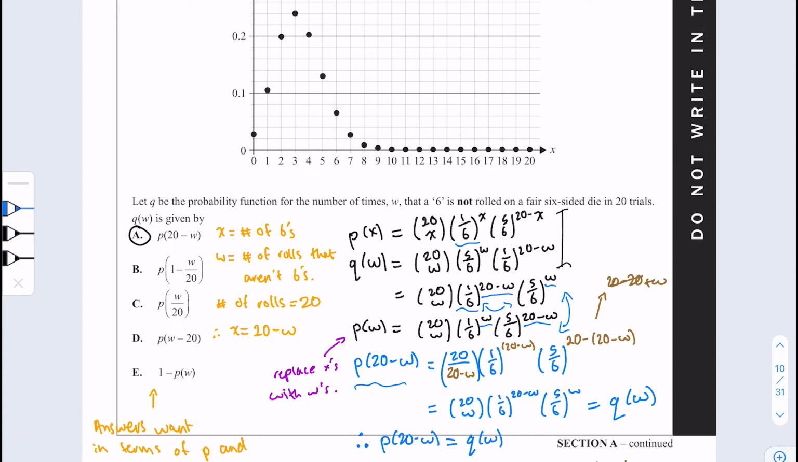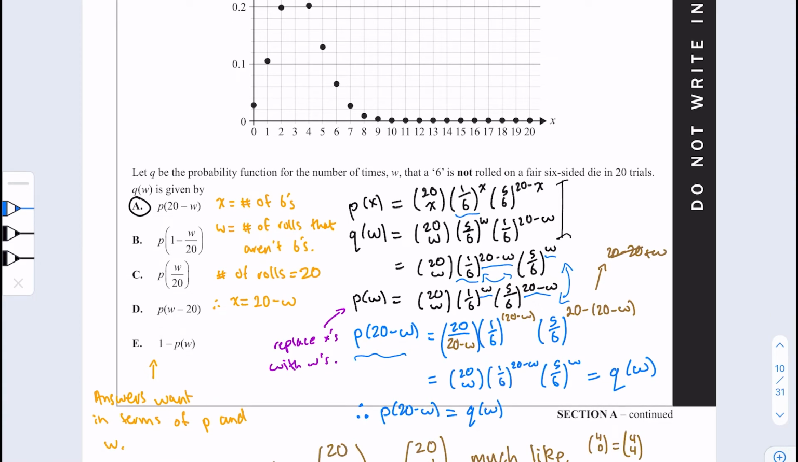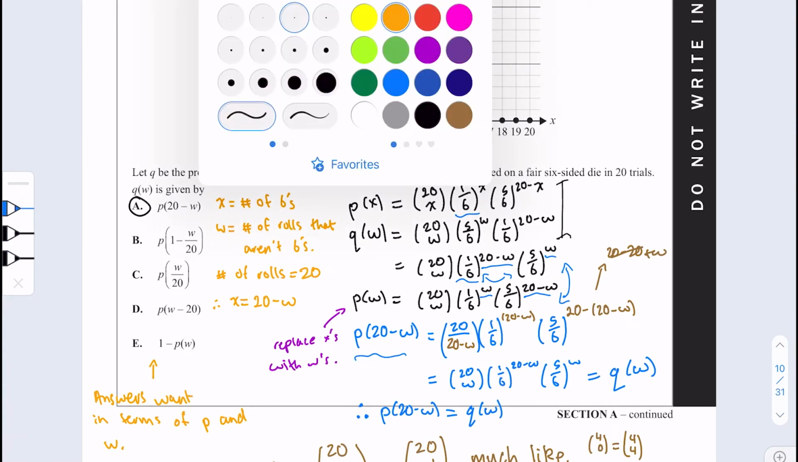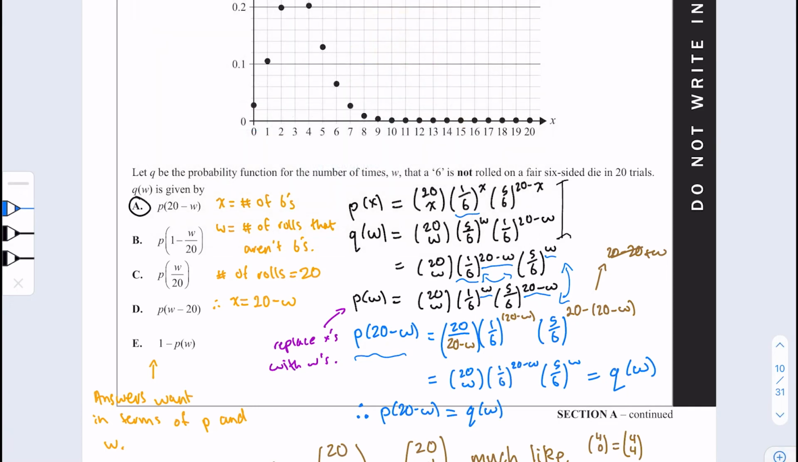Okay. So now we write out what the function for P of X is going to be equal to. So we know it's going to be 20 rolls, so we want to choose X amount of successes, X amount of times to the 6. And then we write that out. We do that for Q as well, Q in terms of W. And now I'm showing you how to do that here.